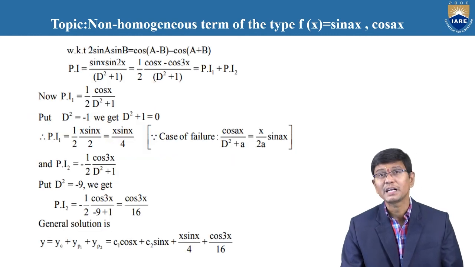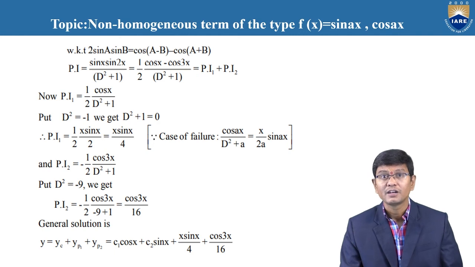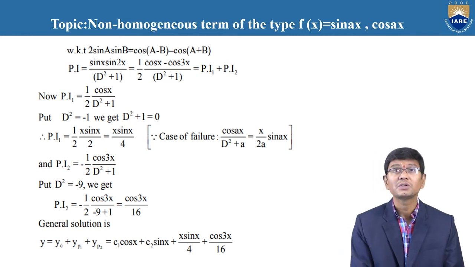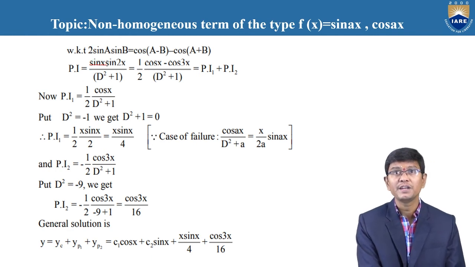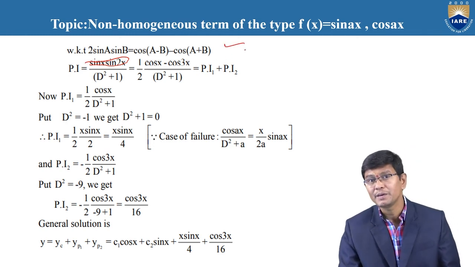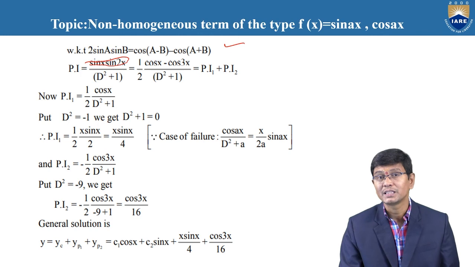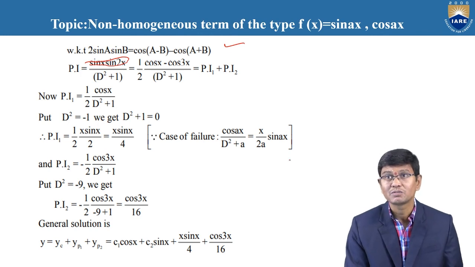Now we need to find the particular integration. And here also the right side of the given problem is sin x into sin 2x, but it is not a standard form of the right side in the particular integration. Therefore, we need to convert it into standard form by using 2 into sin a into sin b is equal to cos of a minus b minus cos of a plus b. By using this formula, we change it to 1 by 2 into cos x minus cos 3x by D square plus 1.